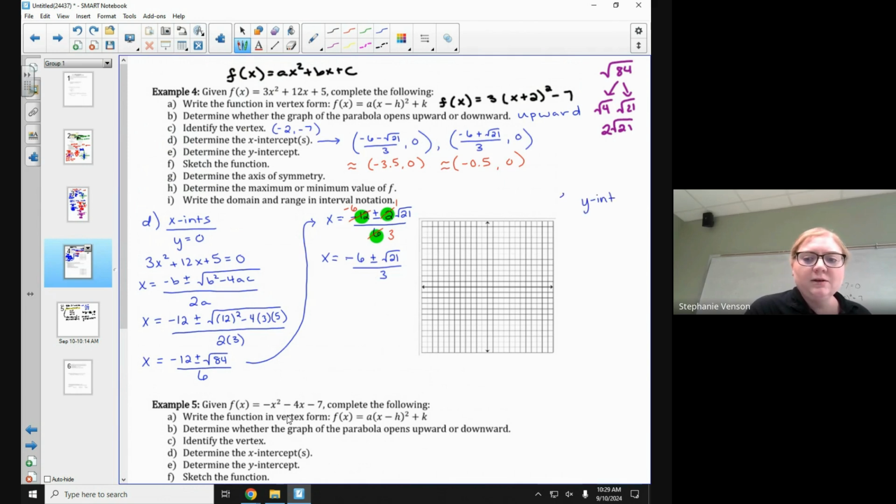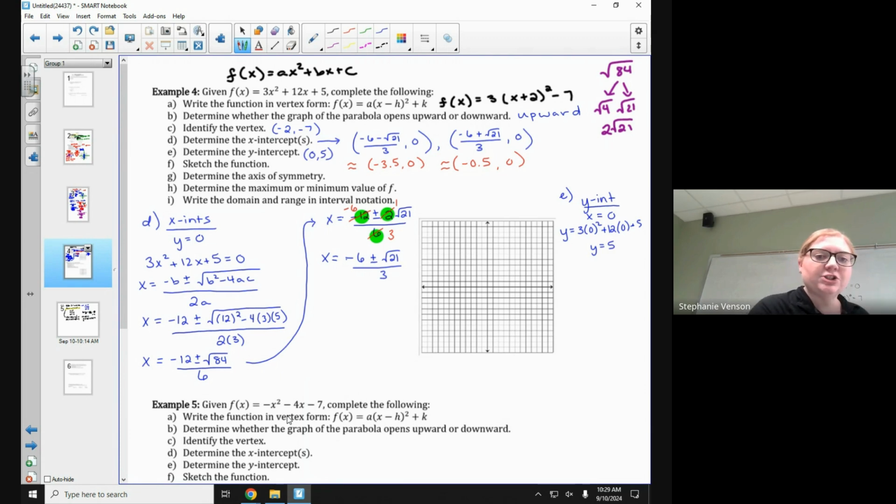This is your part E, where we let x equal 0. Again, you can use either form, but I'm going to use standard again just because I think it's easier. So we would have y equals 3 times 0 squared plus 12 times 0 plus 5. Of course that's just y equals 5, or the coordinate point (0, 5).